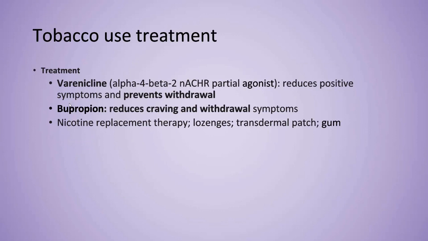And yeah, so this is stuff that was tested more in step 1, but I have put it here again. So remember that when we're trying to treat someone's tobacco use, we use these drugs. We can use varenicline, we can use bupropion, we can use nicotine. So what you need to remember is that varenicline reduces the positive symptoms and prevents withdrawal, okay? And bupropion reduces the craving and withdrawal, okay? And nicotine replacement therapy is also another source of improvement.